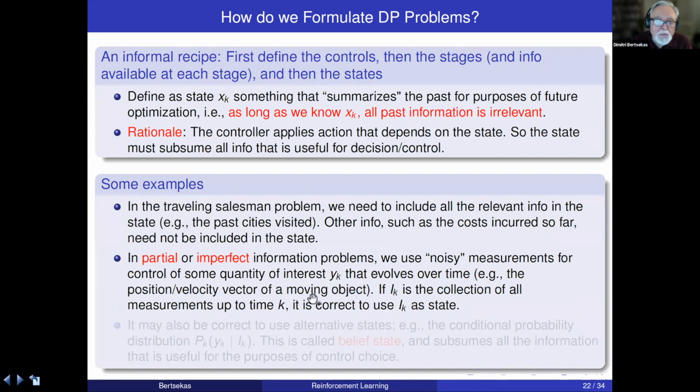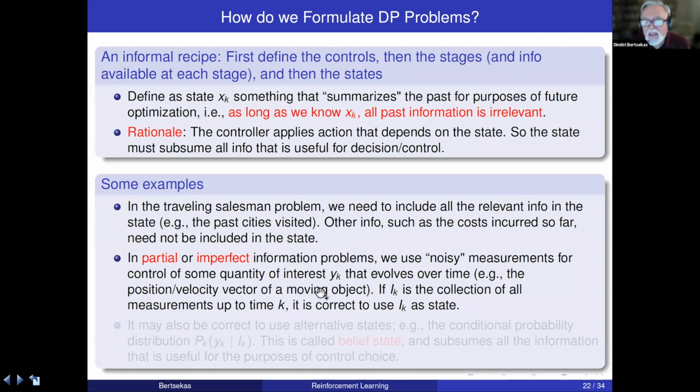For example, we may be interested in controlling a moving object, and the state that you would like to know is the position and velocity vector of that moving object. On the other hand, you may have only radar measurements that are noisy measurements of position and not velocity. So that's a situation where you have partial state information.